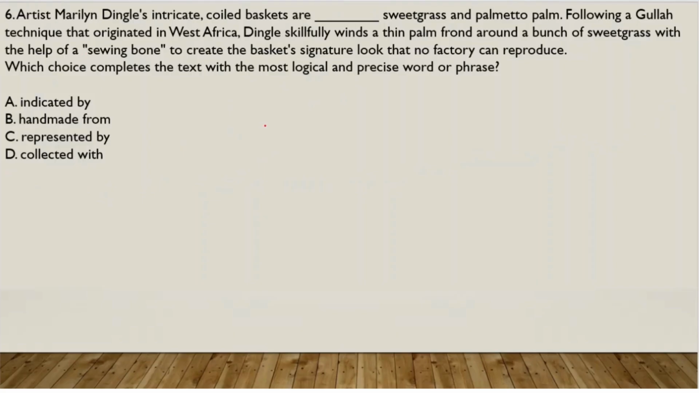So for this question, I will just tell the answer, because I'm not really going to go through the whole thing here, since it's going to take a really long time. It says, artists integrate coil baskets are dash from dash sweetgrass and palmetto palm. It talks about a subject here, baskets, and an auxiliary verb has been given, so we need a principal verb here. And it talks about objects, sweetgrass and palmetto palm.